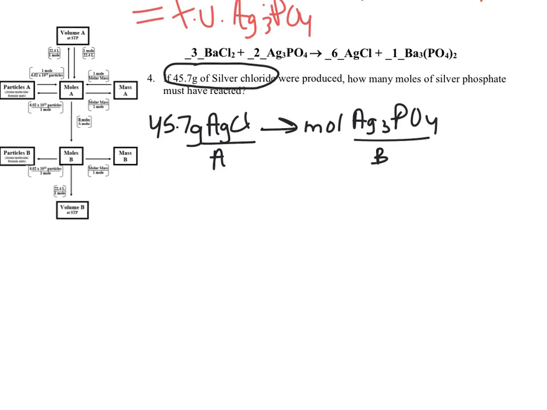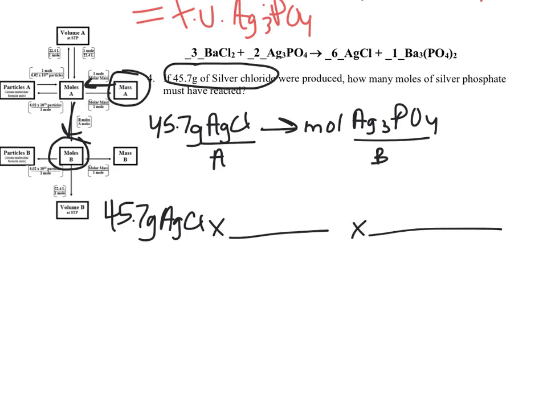All right, so I'm starting in grams of A, which is mass of A, and I want to end in moles of a new substance, so that's moles of B. So this is going to be a quick 2-step problem. All right, let's rock it. 45.7 grams of silver chloride is right there. I'm going to have a 2-step problem.